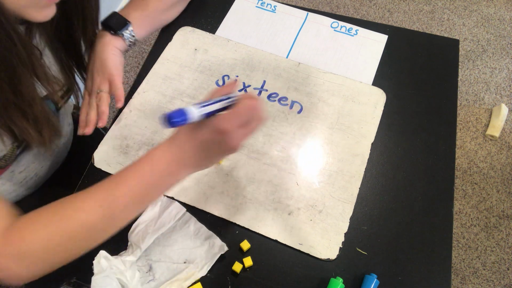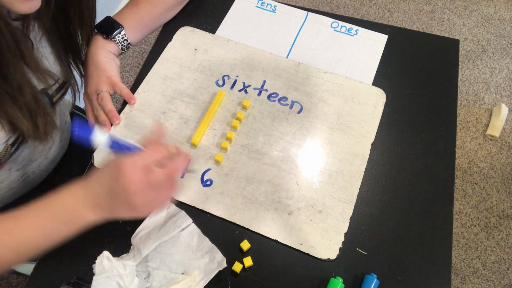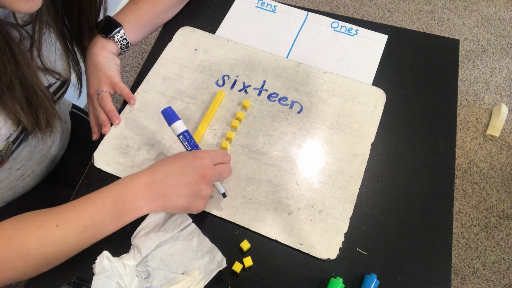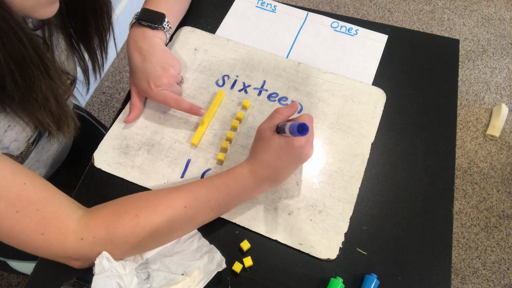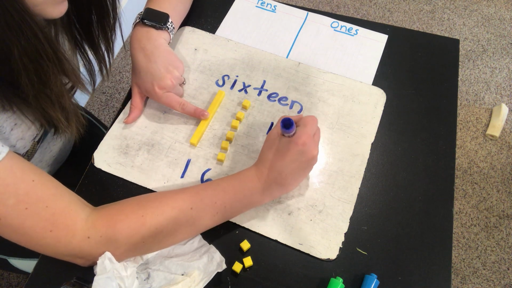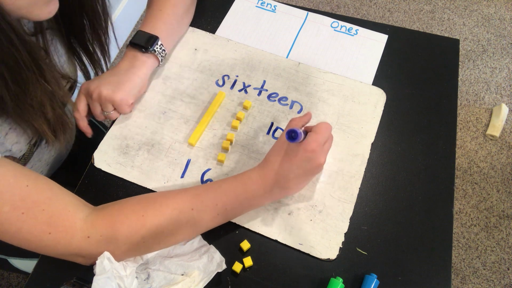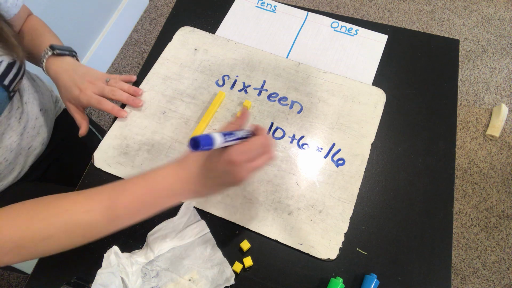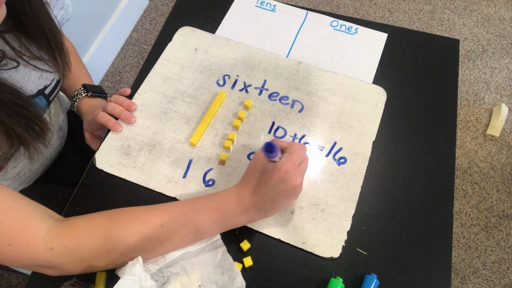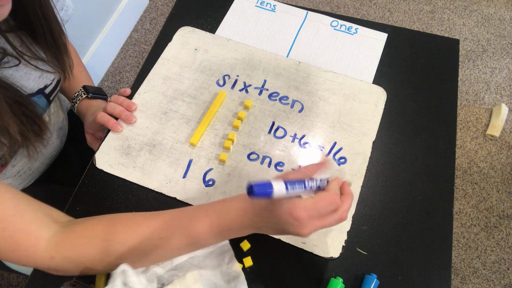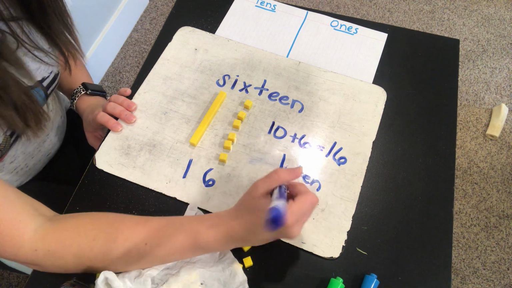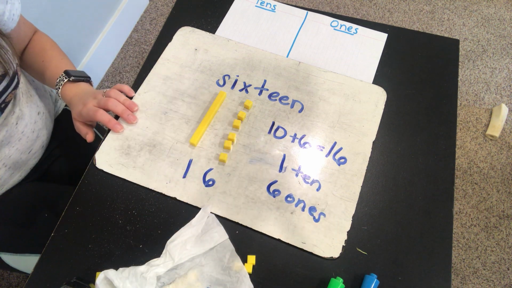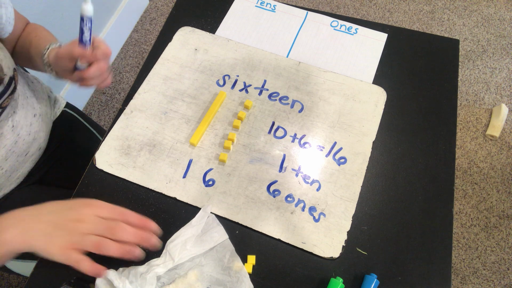In standard form, 16 is written like this because there is 1 10 and 6 ones. In expanded form, it is written like this. A 10 plus 1, 2, 3, 4, 5, 6 equals 16. It could also be said like this. 1 10, or could even just write the number 1 10 and 6 ones. No matter what way you put it, it is still 16.